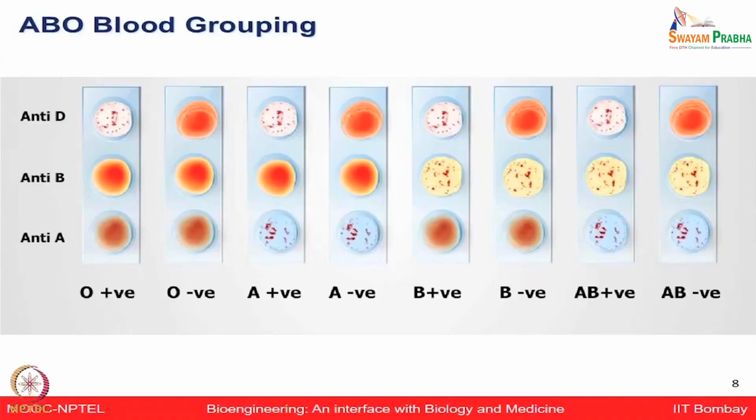We have 3 antibodies. Let's say when we add antibody A, that antibody A is going to react with antigen A. So, in case of blood group A or in case of blood group AB, you are going to see this agglutination reaction to happen, which is going to make these kind of particles. It will not happen for the O or the B.